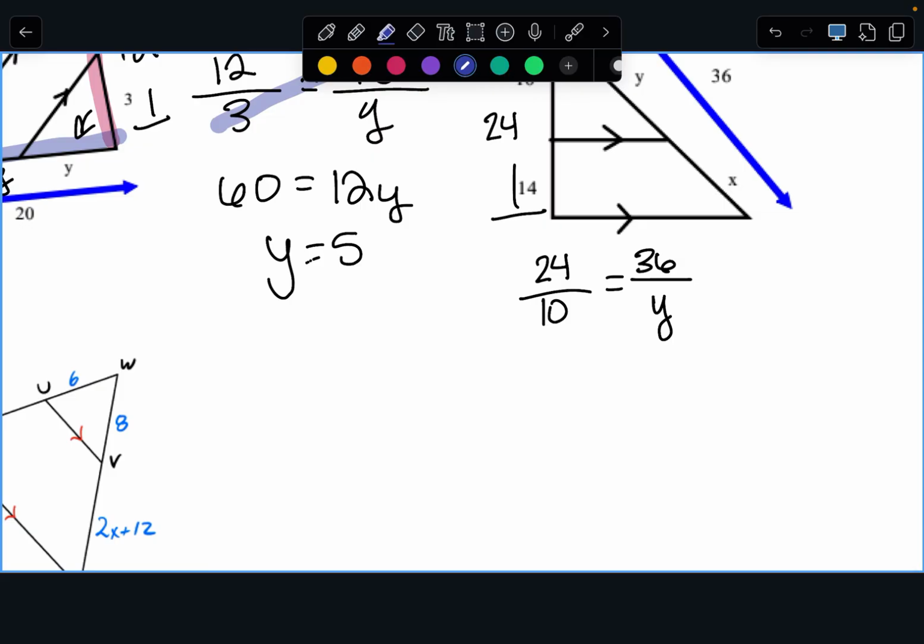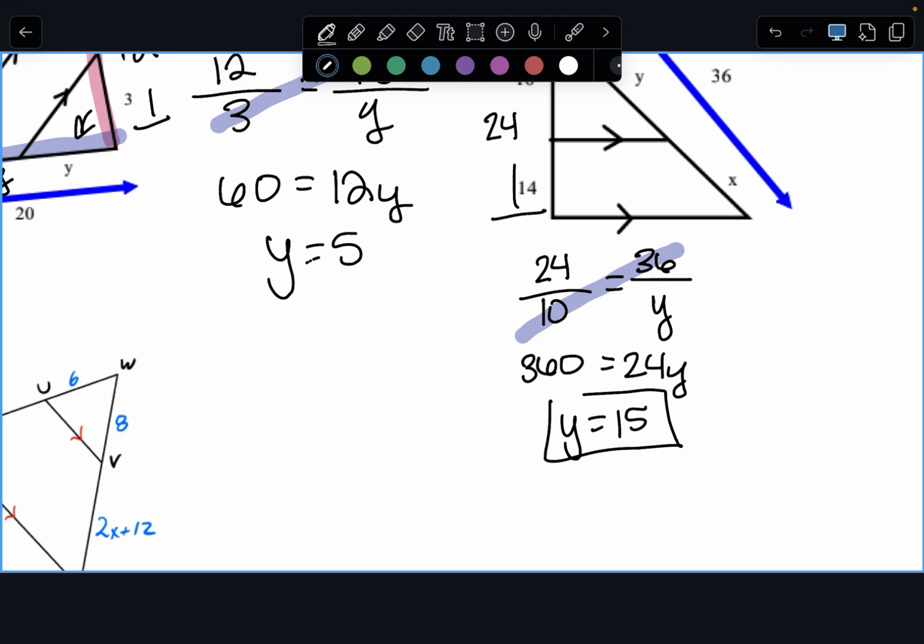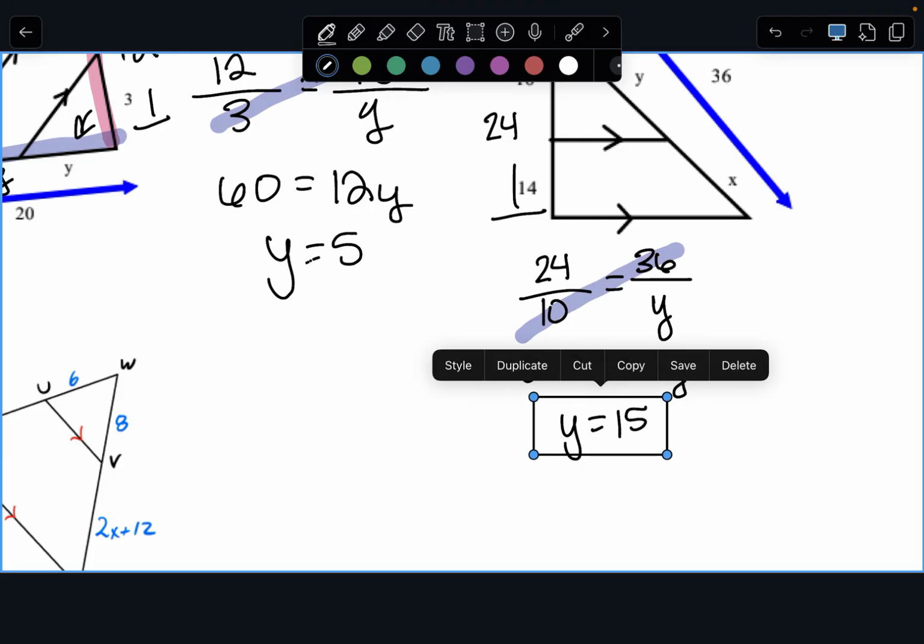We cross multiply. 36 times 10 is 360. We just add the 0 on. 24 times y is 24y. What's my last step to solving this? Divide by 24, we get 15 if you put that into the calculator. So y is 15.